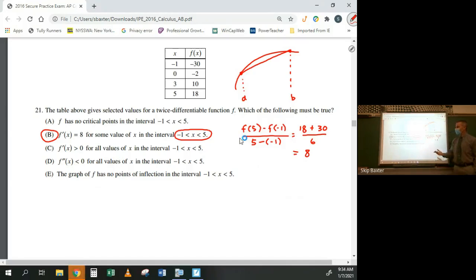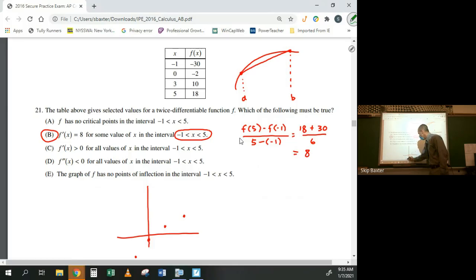Let's look at why the other ones aren't necessarily true. If we plot these points, let's just make a little scatter plot. (-1, -30) is over here somewhere. (0, -2) is here somewhere. This is not to scale, but (0, -2) is there. (3, 10) would be here, and (5, 18) would be here. Just because it appears to be increasing doesn't mean that it is the whole way. You could have a function that dips down and then goes back up, right? This is just selected values. It could be doing crazy stuff in between those points.